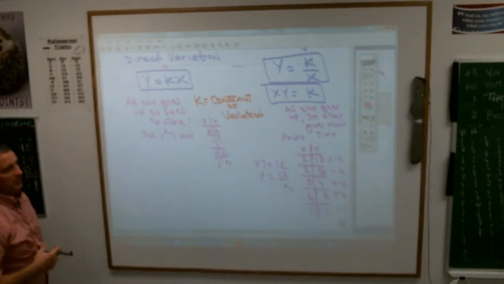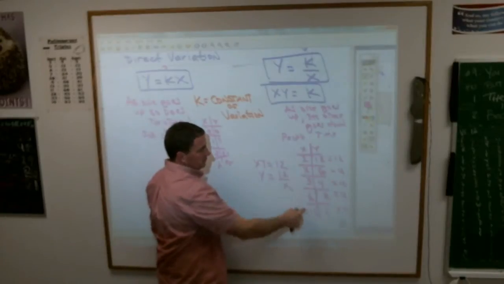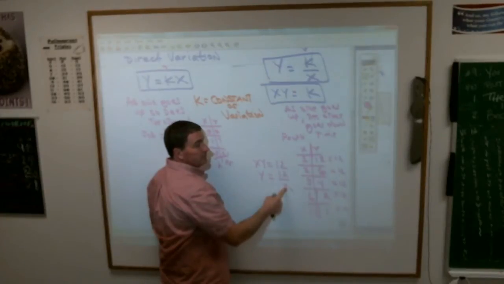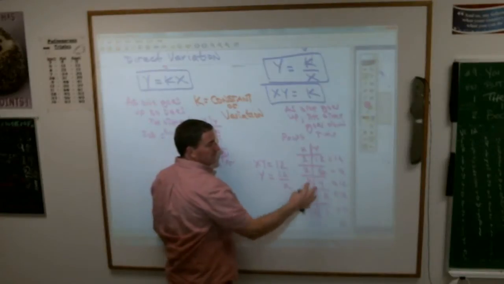How would you figure that out? Well, x is the number of people doing the job. You do 12 divided by 8. Doesn't work out evenly, but it is 1.5 hours.